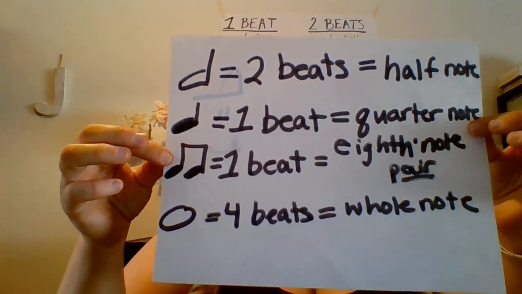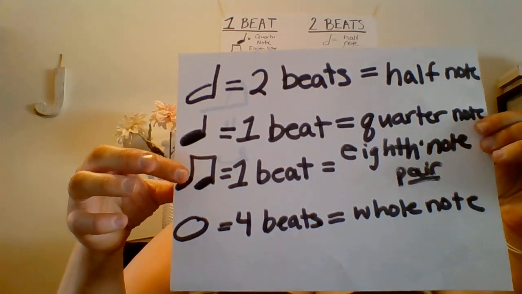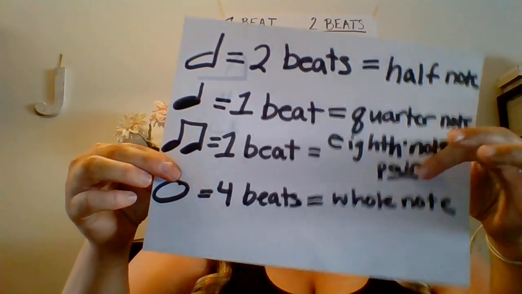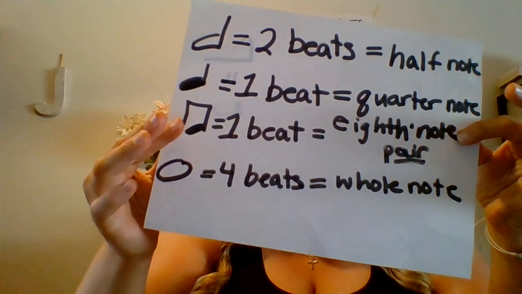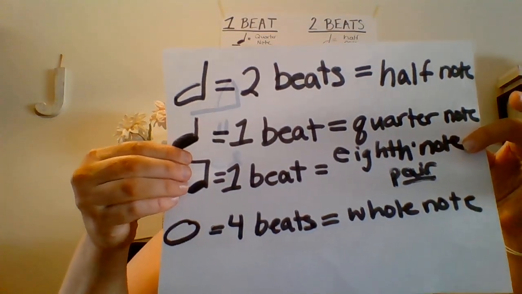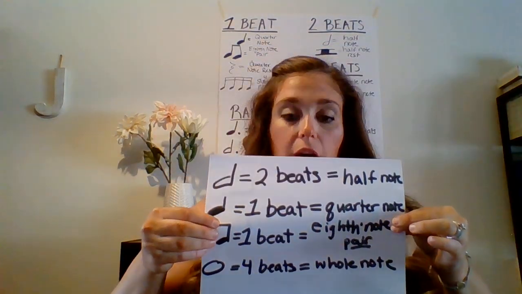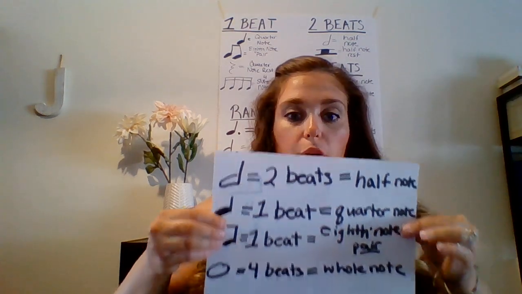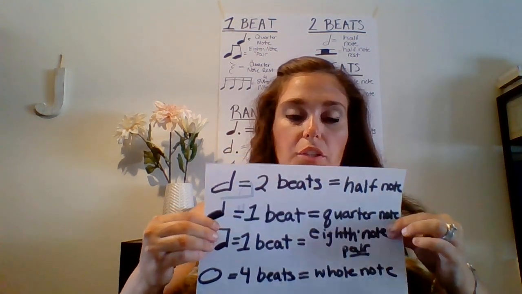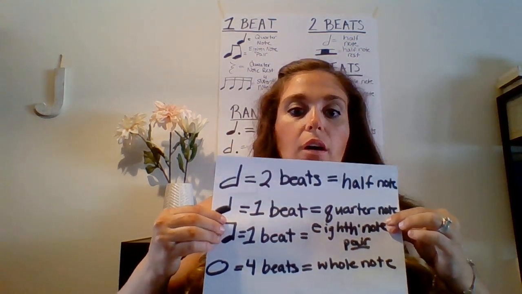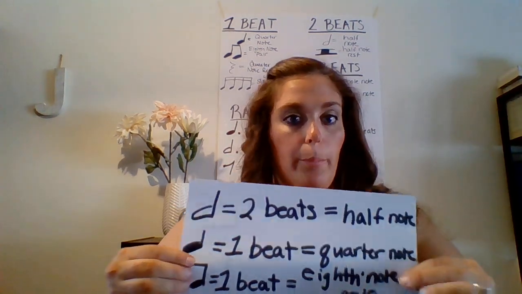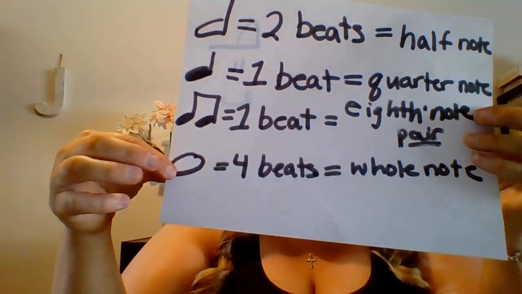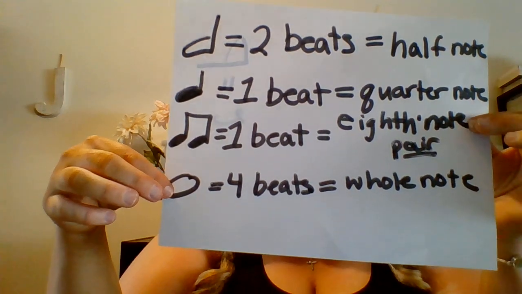Our next one is an eighth note pair. You need to remember to write pair, because if you just write eighth note, it's only one of these, making it half of a beat, not a whole beat. You don't normally see that as much in the music that you're playing and singing. You normally see that in high school and up. And then we have a whole note, which is 4 beats.